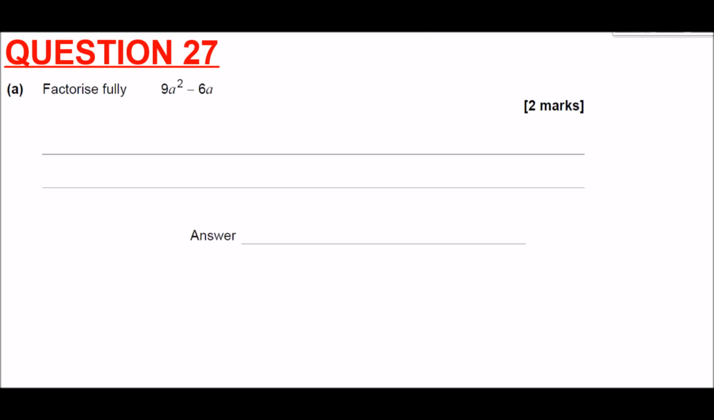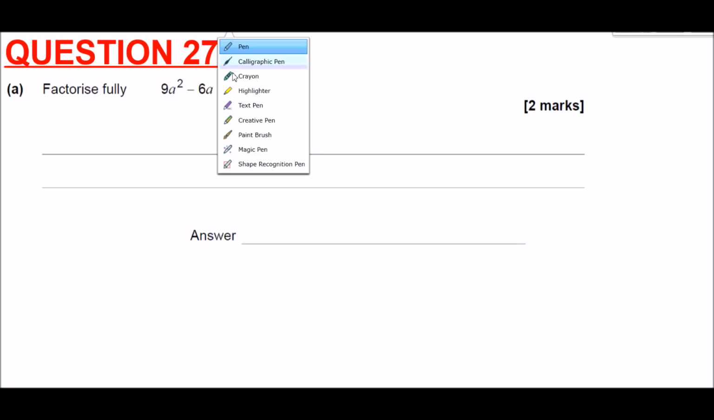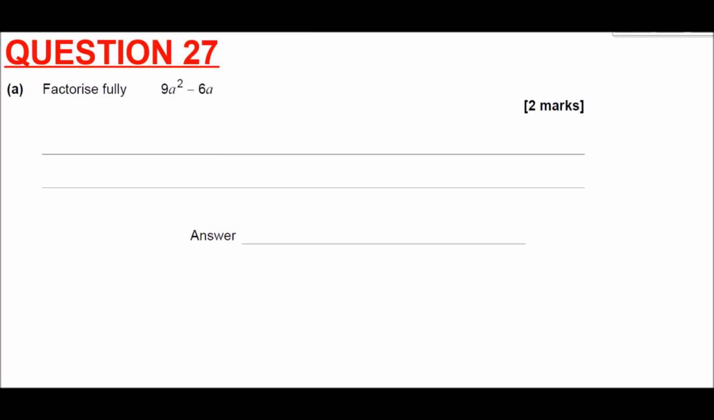27. We need to factorise fully 9a squared minus 6a. The examiner's actually been quite nice here by saying factorise fully. Factorise fully means, or usually means, there's going to be 2 or more things we can factorise out. So the way we need to factorise is, first of all, we've got 9a squared, so the first number is a 9, the second number is a 6.